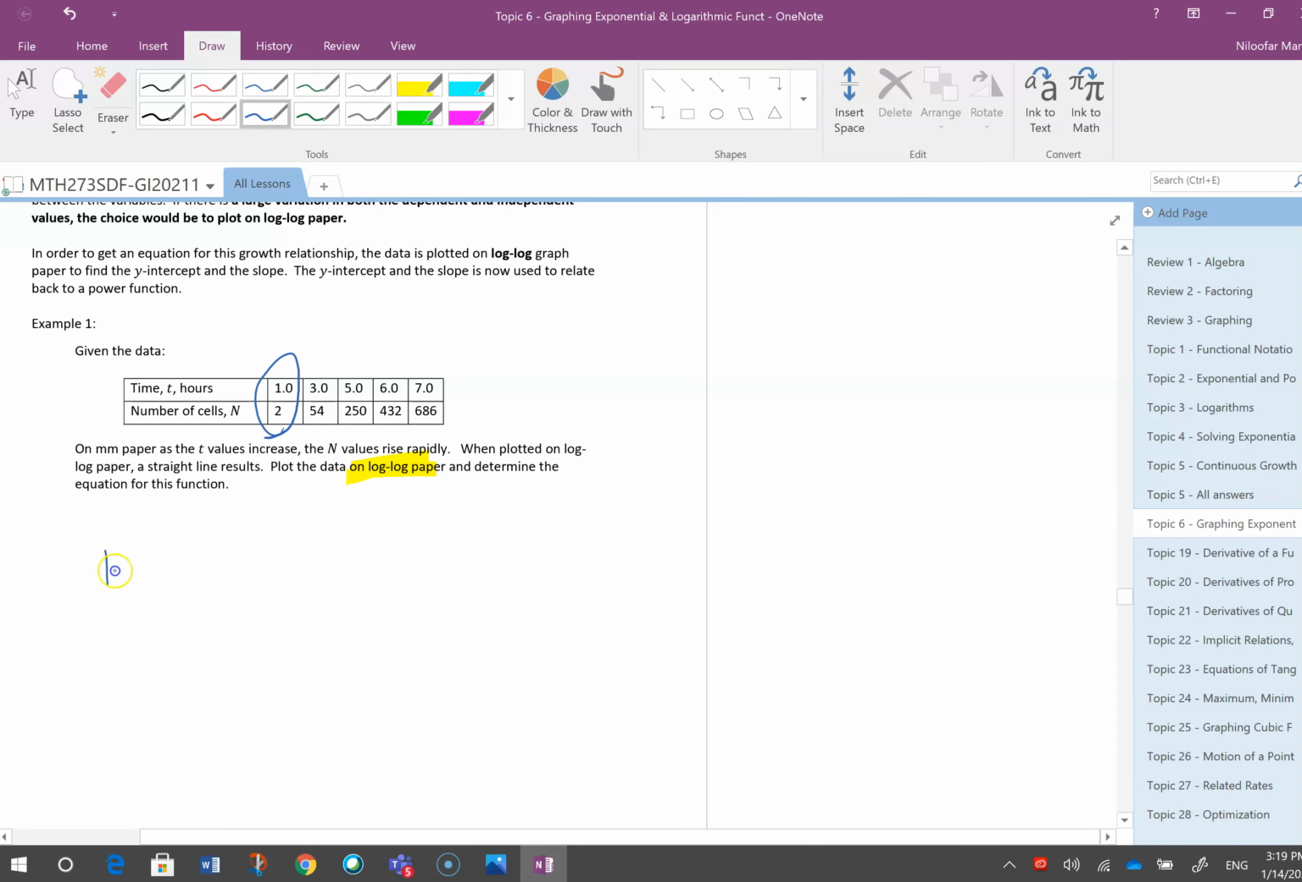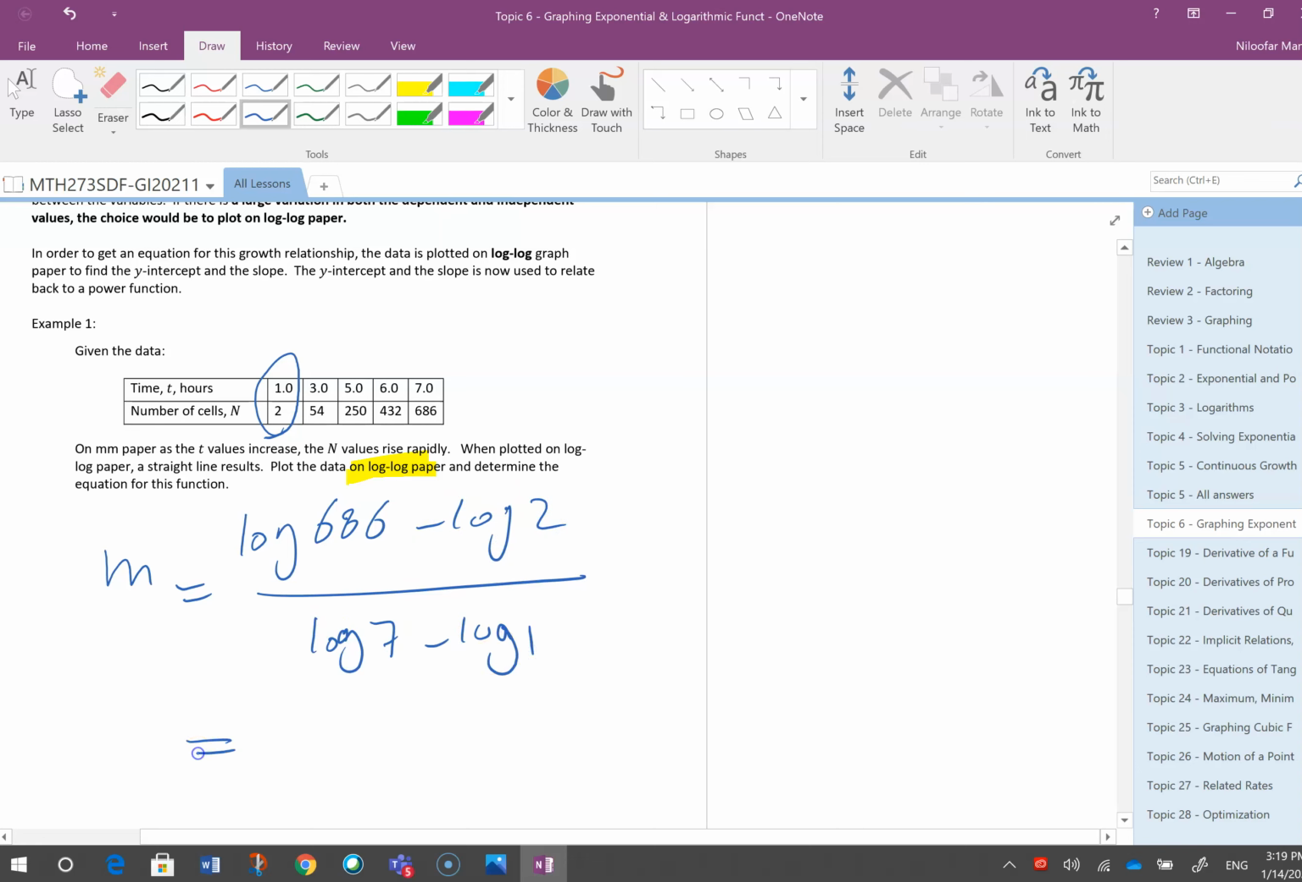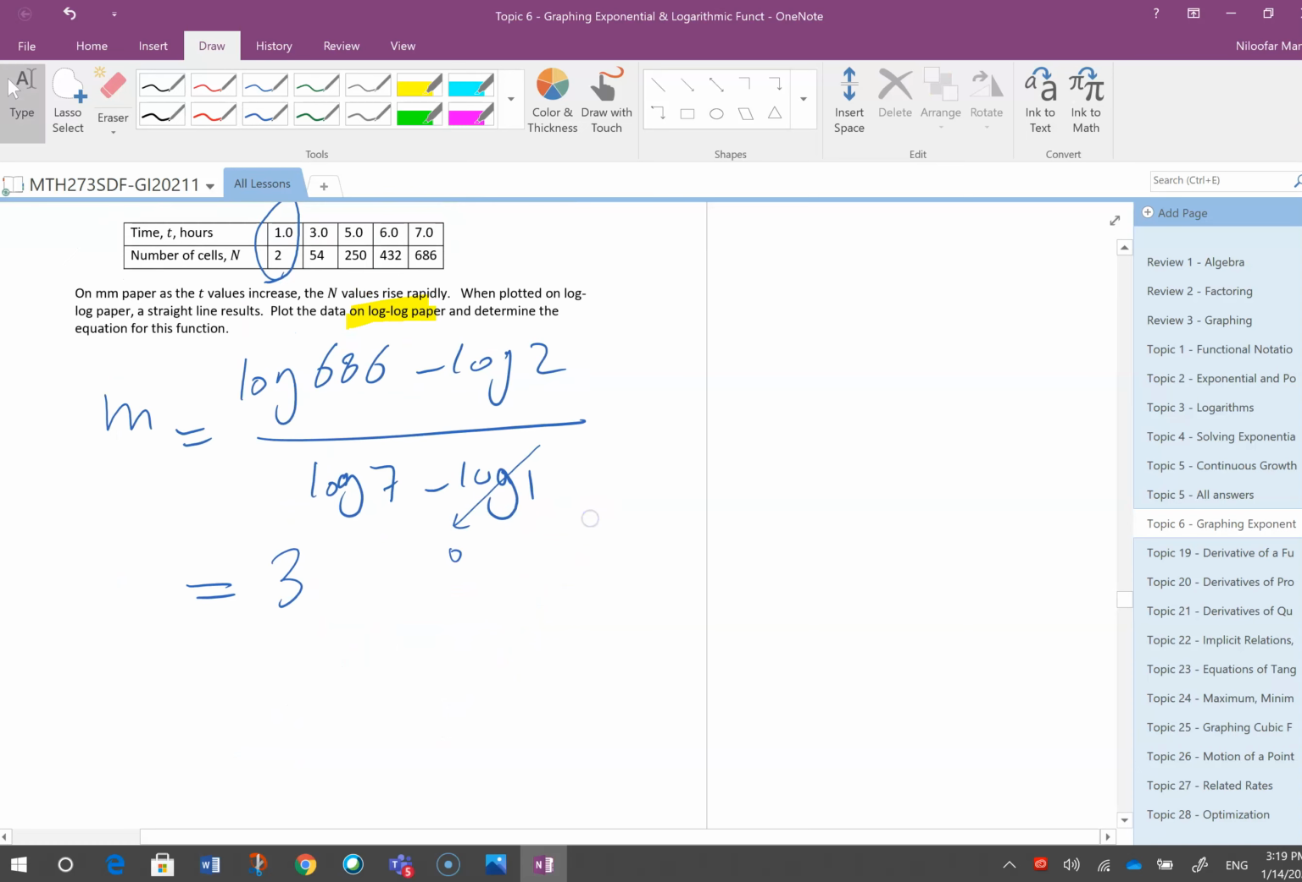So m is logarithm 686 minus logarithm 2 divided by logarithm 7 minus logarithm 1. What is the result? The result is 3. 3 is the result. And remember, this is 0. Logarithm 1 is 0. Okay, this is 3. So the answer is nt is 2 t power 3. That's it. I did it.